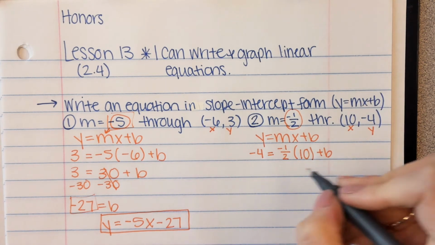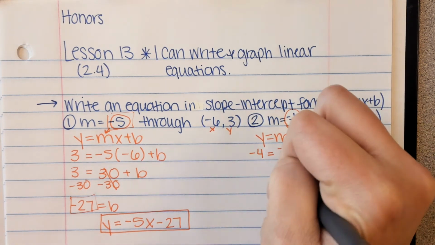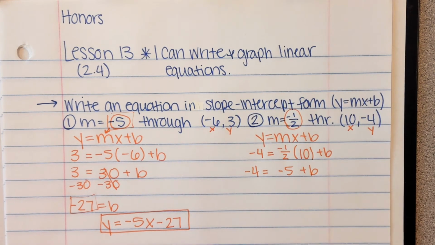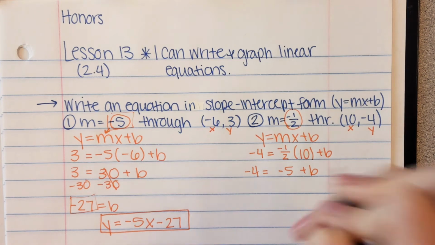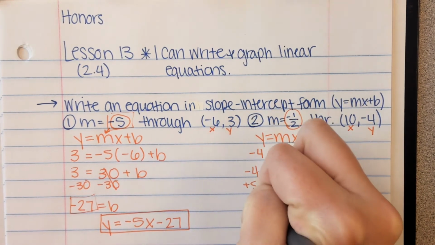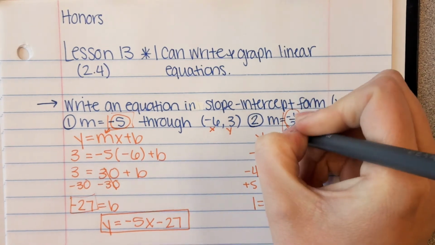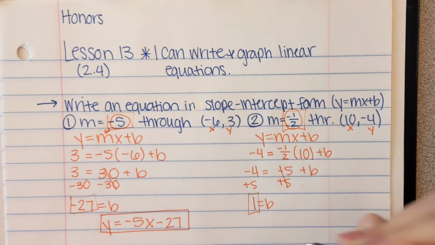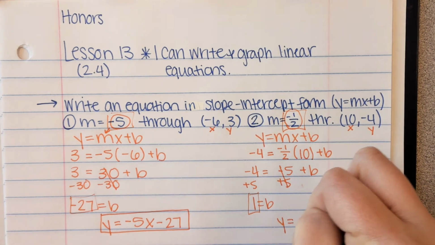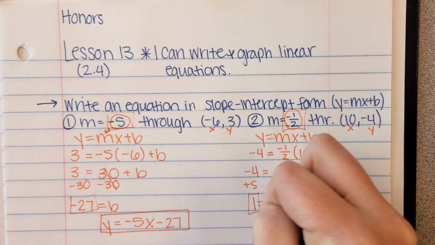Now let me simplify. -1/2 of 10 is -5. That equals -4, and then bring down the plus b. Add 5 to both sides, and we have 1 equals b. So now I've got my m, I've got my b, I can make my equation. So y equals -1/2 x plus 1.